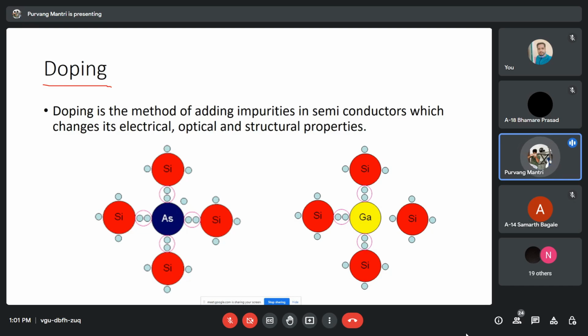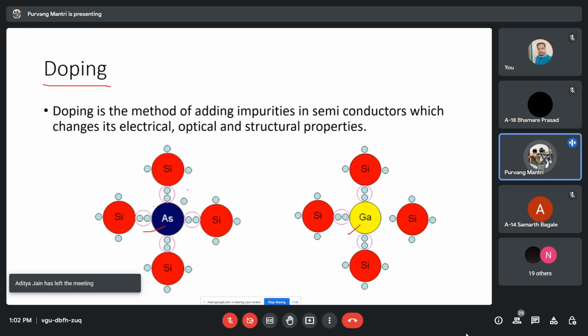So this adding of salt in pure water is the method of doping. Doping is adding impurities, which makes the semiconductor act as a conductor. Similarly, silicon can become a conductor by adding impurities like arsenic or gallium. You can also add boron. I don't remember the other names right now, but arsenic, gallium, and boron are impurities that need to be added into silicon so that it becomes a conductor.